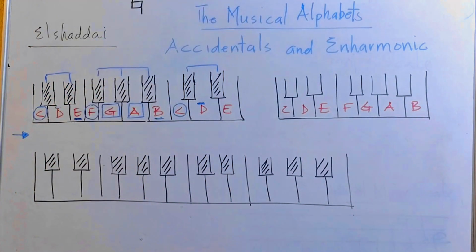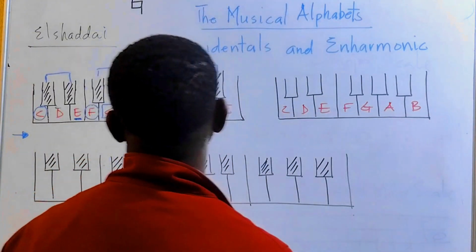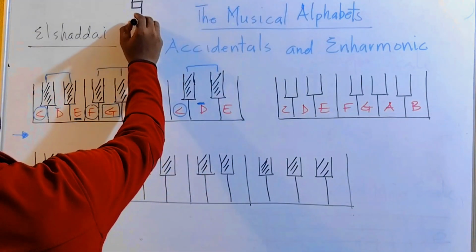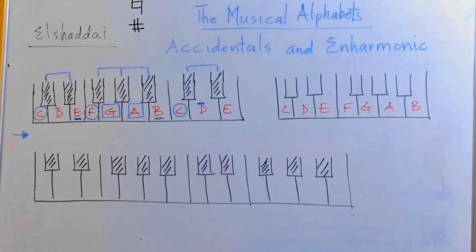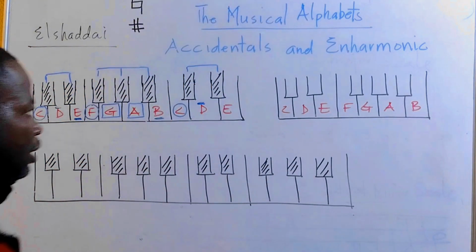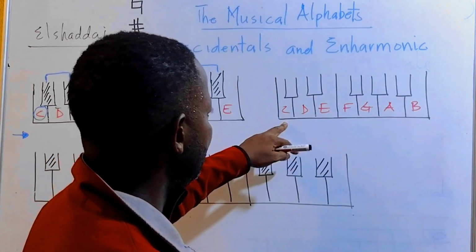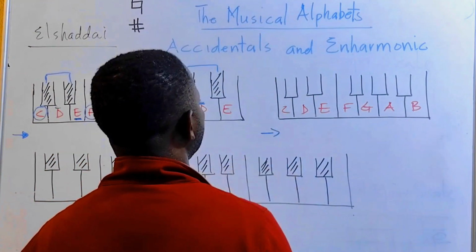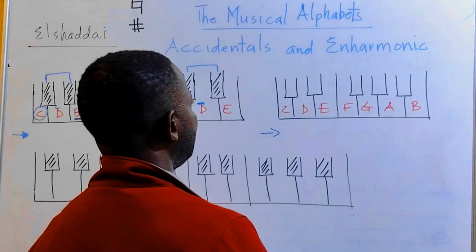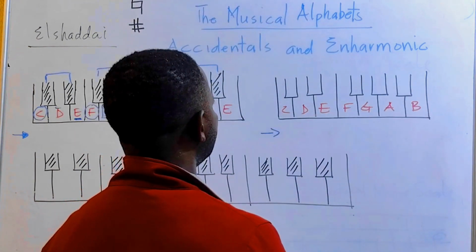Now, there's another accidental called the sharp. When the sharp accidental appears, we're saying the nearest key on the right. So this is C, and the nearest key on the right of C is a black key. So that black key becomes C sharp.